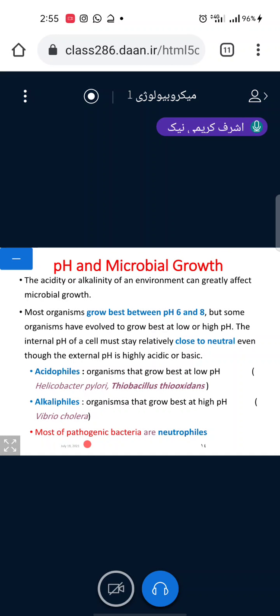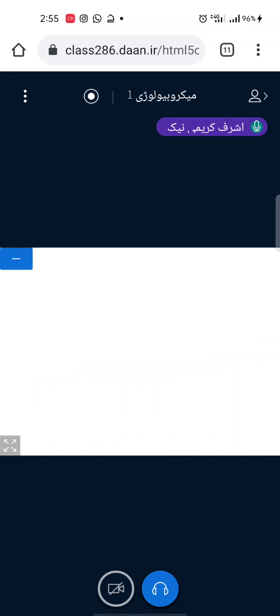Most pathogenic bacteria are neutrophiles. Yes, because the pH of our body is neutral, and most pathogenic bacteria are neutrophiles. They grow in neutral conditions.